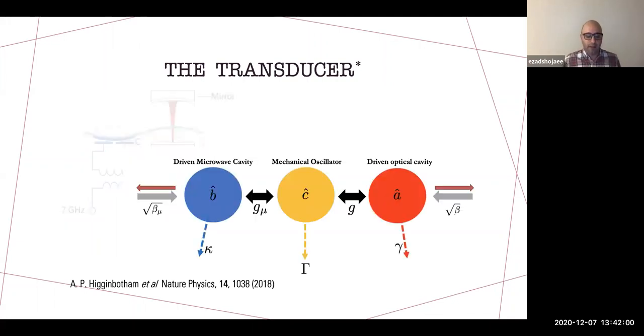And again, let me look at the diagram of the transducer. In the simplest form, you would have three harmonic oscillators, each one of them in contact with its own environment, let's say, with different coupling rates. And again, I'm going to employ the input-output formalism to study this system. Remember, input-output was about including the Hamiltonian part as well as the non-unitary evolution of the system.